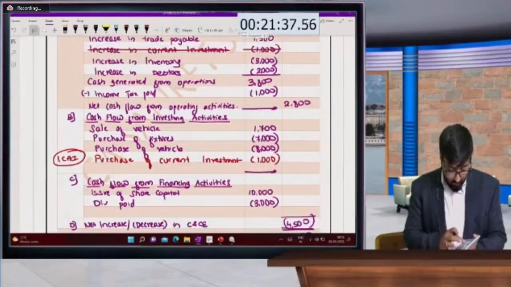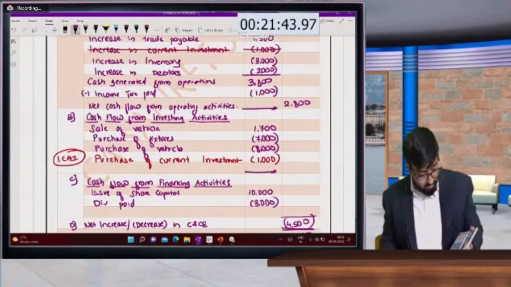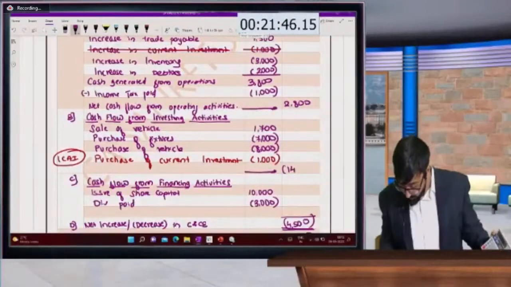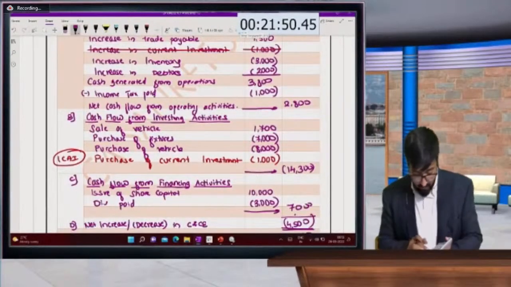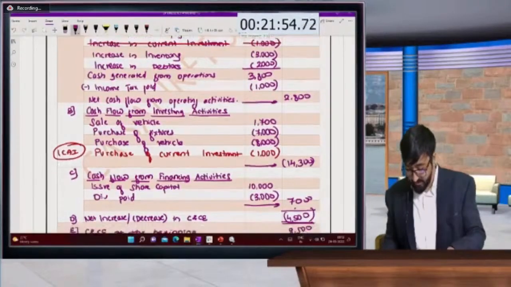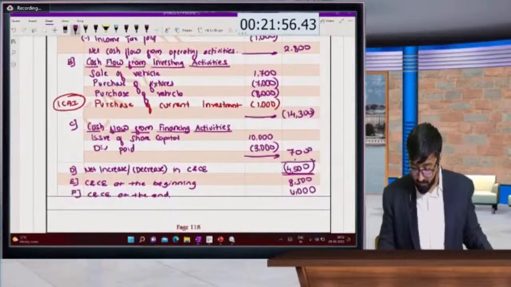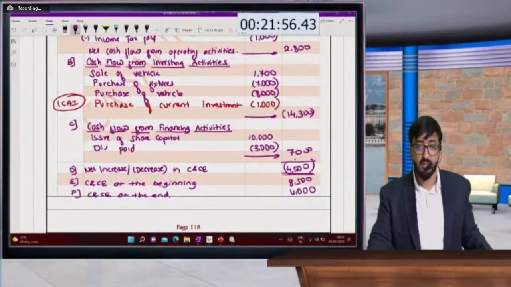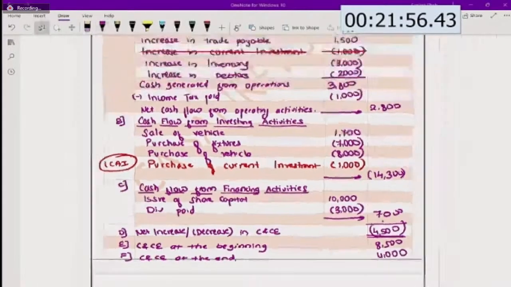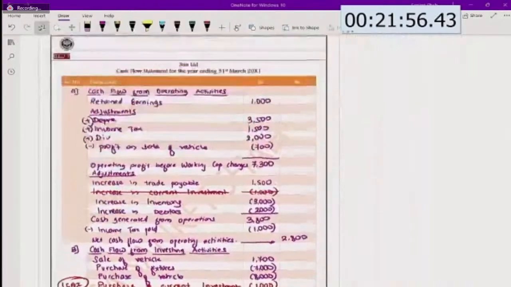1,700 plus minus 7,000 minus 8,000 and 1,000. So 14,300 negative. And this can be done without calculator, 7,000. So 2,800 plus 7,000. Yes! I am getting it in 22 minutes. Whole question explanation. Yes, now you can take a screenshot if you want.